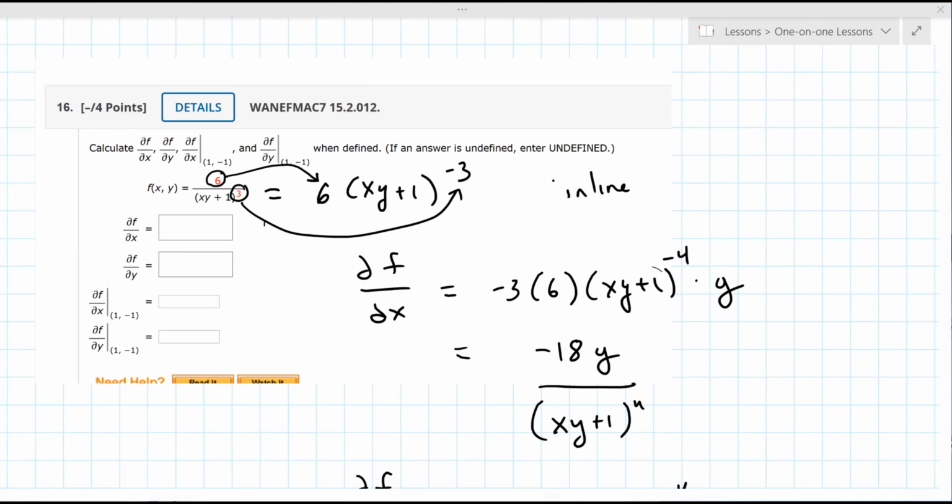Okay, let's look at some min-max problems here. You are allowed to use your graphing calculator, is that right? Yes. Okay.